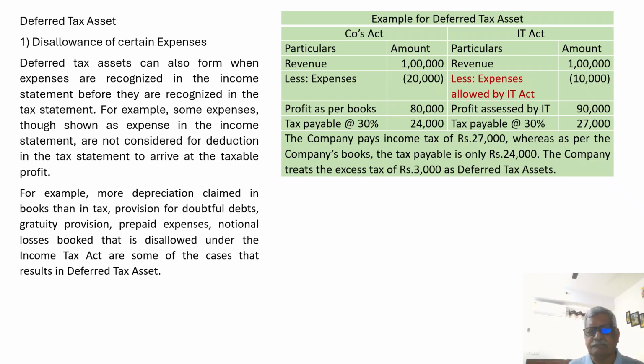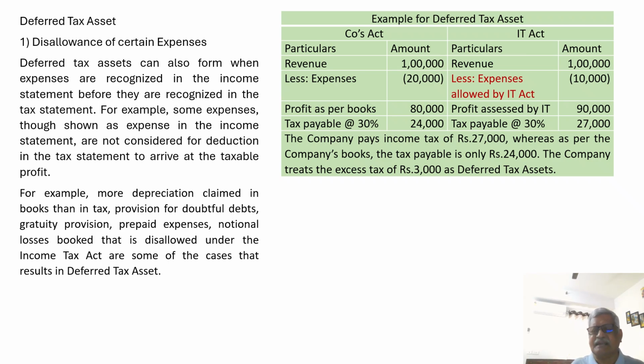Now look at the example. As per Companies Act, the revenue is 1 lakh. It has claimed the expenses of 20,000. So profit as per books works out to 80,000. Tax payable at the rate of 30% works out to 24,000.